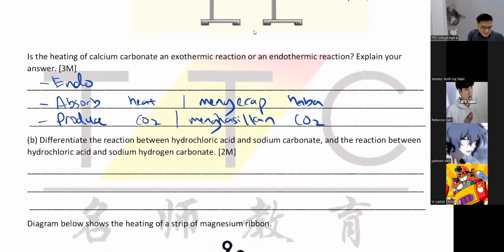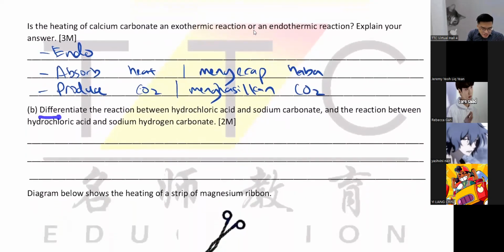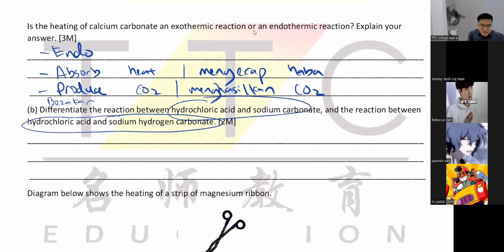Your turn to disconnect. Alright, so next B, differentiate the reaction. Differentiate means bezakan lah. They want you to tell the difference between hydrochloric acid and sodium carbonate, and the reaction between hydrochloric acid and sodium hydrogen carbonate. That means these two reactions got what difference there? Very easy. They also asked like that already ma. So this is exo, this is endo. You might say, walao sir, how do I know this is exo? How do I know this is endo leh? You don't, because you haven't learned this thing. That's the way they are.